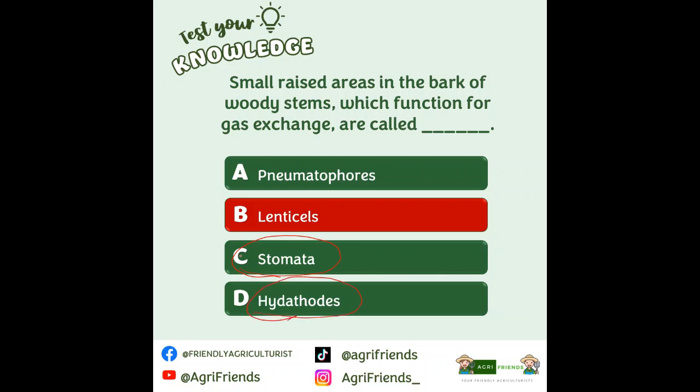The difference is that the hydatodes will be seen in the margins of the leaves, while the stomata is present in the epidermis. Pneumatophores, these are aerial roots or roots above the soil or above the water surface in the case of mangroves for gas exchange.